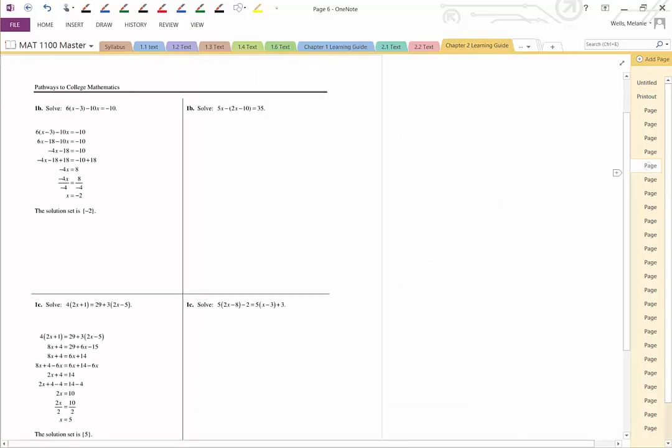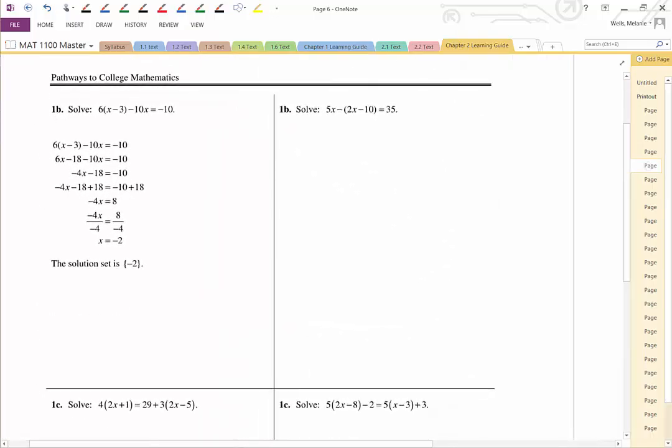Okay. Let's go on to 1b. On 1b, I'm going to do the same thing. First, I'll need to simplify both sides. So on the left-hand side, I've got a little bit of work to do. Nothing to do within the parentheses. Next thing to do would be to distribute the negative, since it's multiplication. So 5x, this is like a negative 1. Minus 1 times 2x is a negative 2x. Minus 1 times negative 10 would be a positive 10, equals 35.